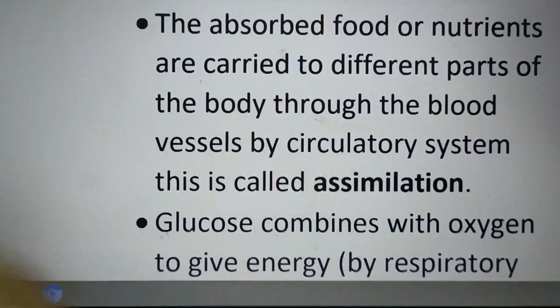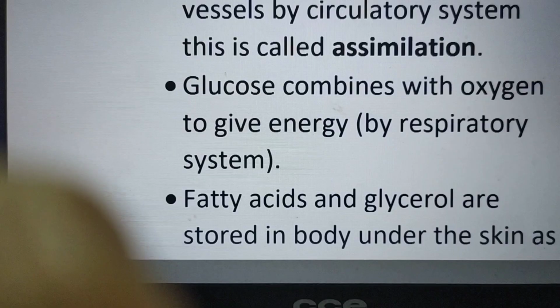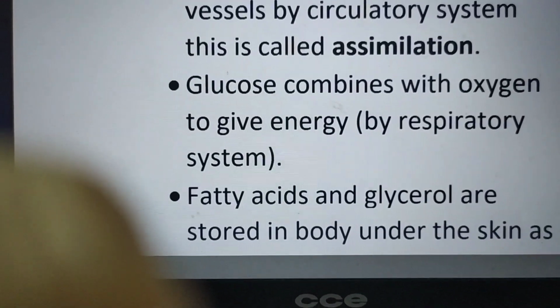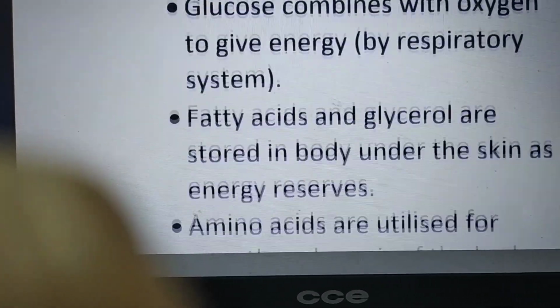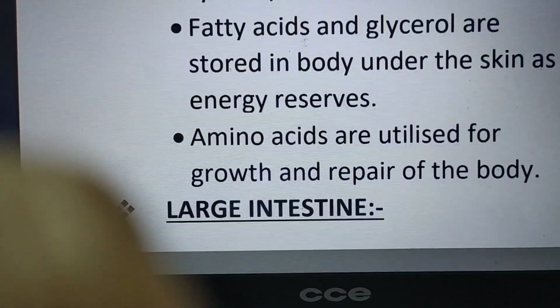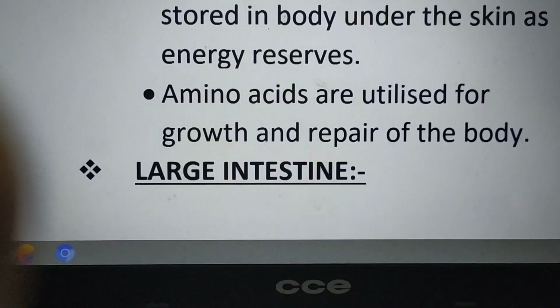So again I will discuss it. Glucose combines with oxygen to give energy, that is done by the respiratory system. Fatty acid and glycerol are stored in the body under the skin as energy reserves, and amino acids are utilized for the growth and repair of the body.